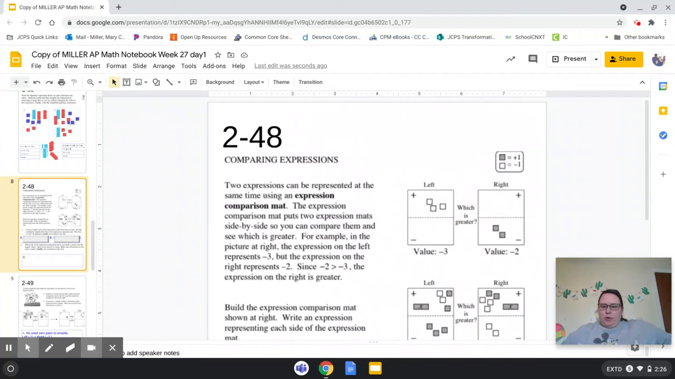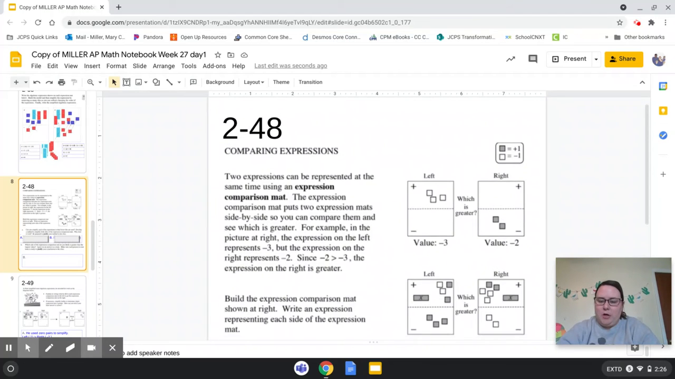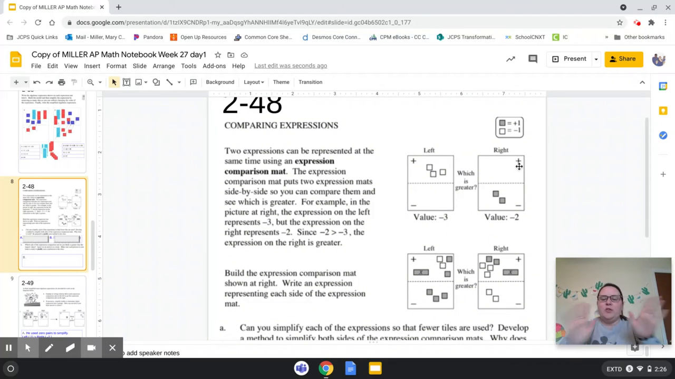So with problem 248, comparing expressions. Now we're going to apply that third value, or that third legal move, of removing balance sets or adding balance sets, like we've talked about, because now we're comparing sides. We're not going to do as much of the simplifying to get the x together, flipping the sides or anything like that. We're not doing all that yet. We're just comparing which mat is greater. How do you know?